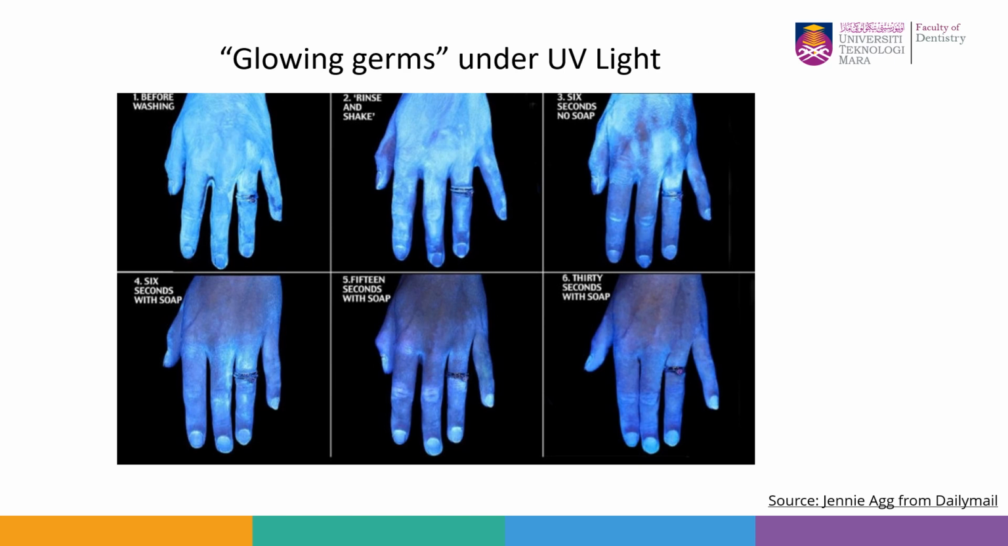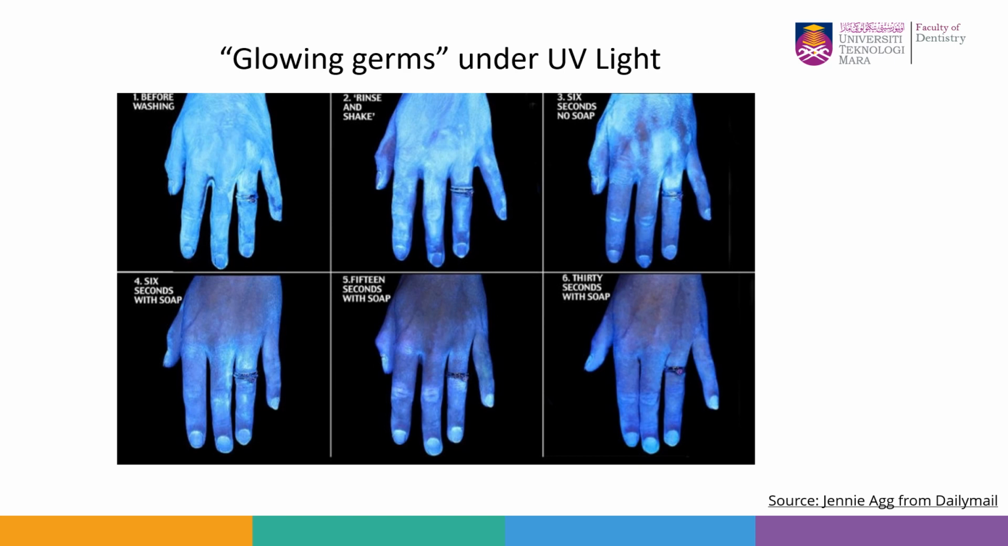All right. Number four, on the bottom left, 6 seconds with soap. You can see a marked reduction of the powder, where you can see that it's a lot darker now under the UV light. And then there is another one, the fifth one, 15 seconds with soap, a little bit longer washing. You can see again the blue light is starting to diminish. And then the last one, number six, is 30 seconds with soap. You can see most of the blue light is gone. Okay, so you can compare these six photos.